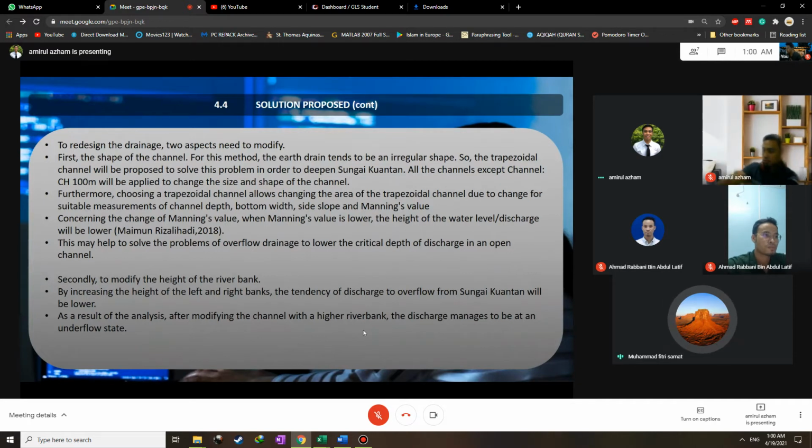Furthermore, choosing a trapezoidal channel allows changing the area of the channel to a suitable measurement of channel depth. Second, modify the height of the riverbank. By increasing the height of the left and right banks, the tendency of the discharge to overflow from the sungai will be lower. As a result of the analysis, after modifying the channel with a higher riverbank, the discharge managed to be at an underflow state.